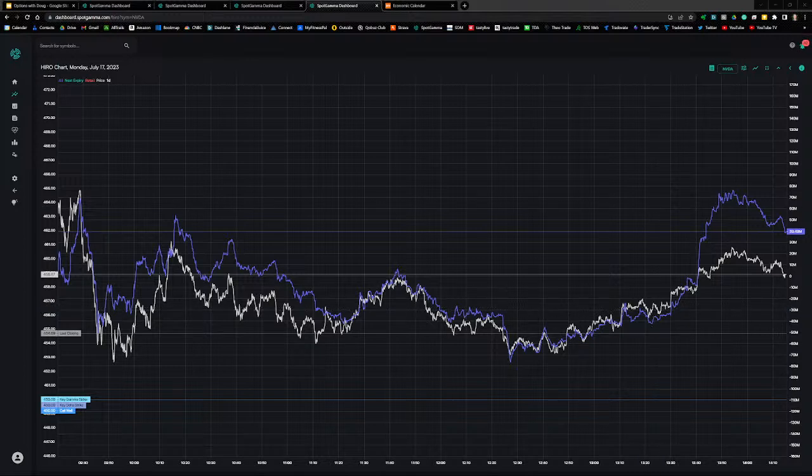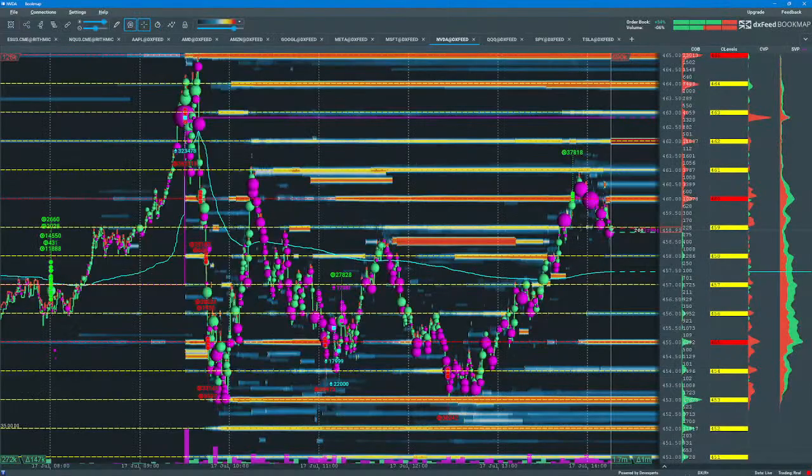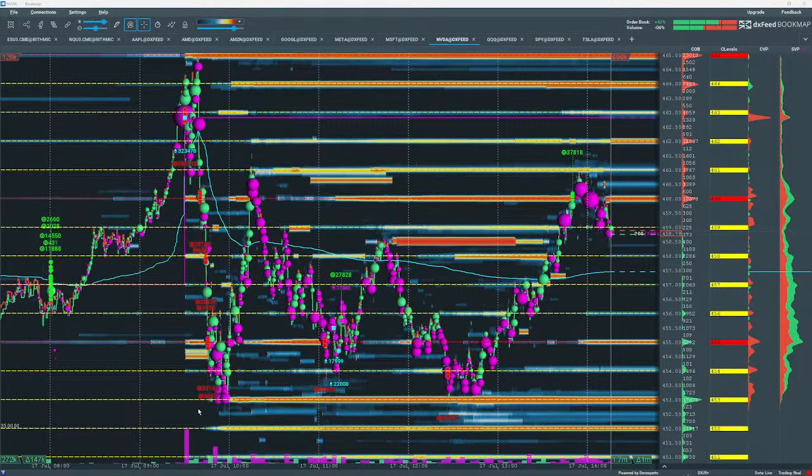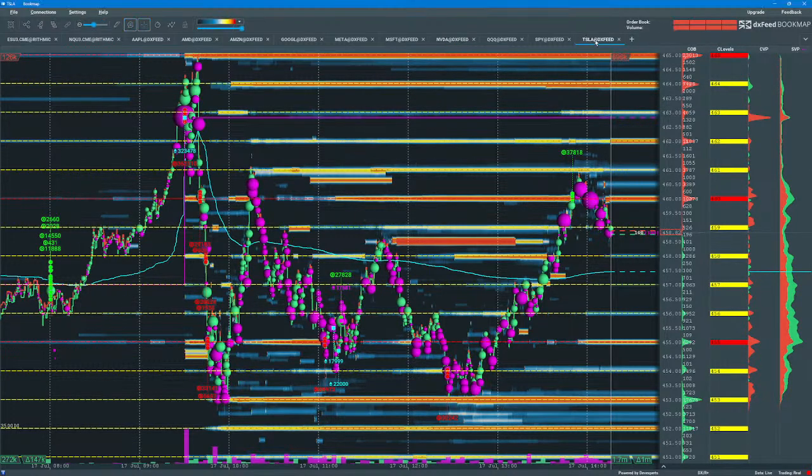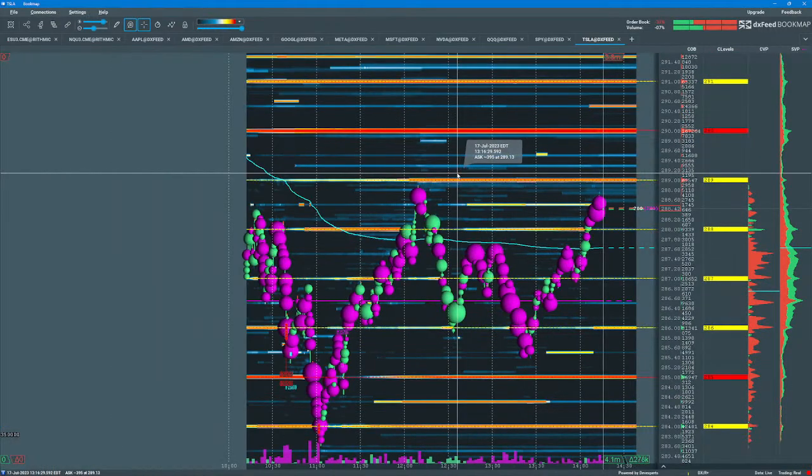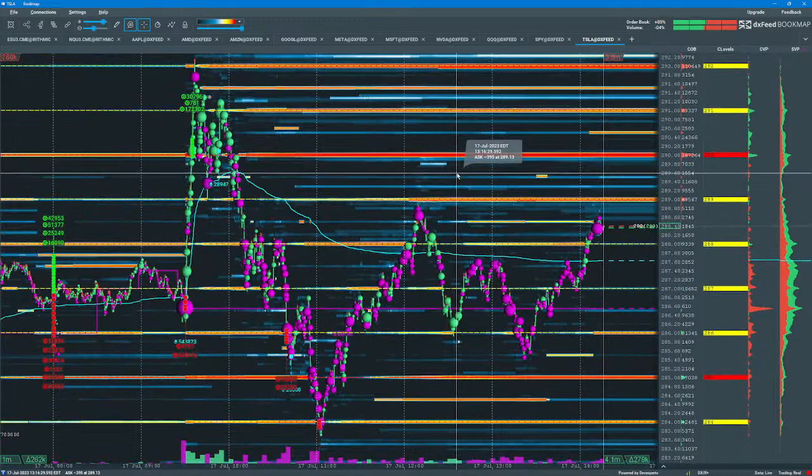Let's go to Bookmap. So here's the long setup. And then finally, let's take a look at Tesla. And go to Hero.